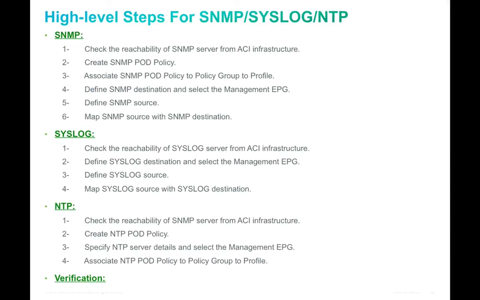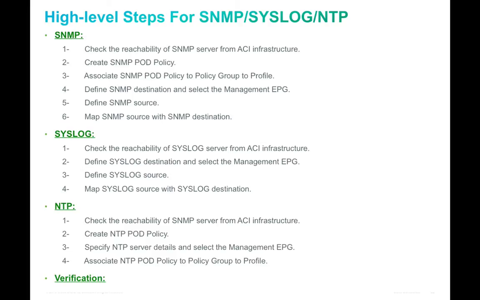Here are some of the high-level steps for SNMP, syslog, and NTP. First and foremost, check the reachability of SNMP server from ACI infrastructure. Create SNMP pod policy. Associate SNMP pod policy to policy group to profile. Define your SNMP destination and select the appropriate management interface. In our lab, it is out-of-band management. Define SNMP source, and finally map your SNMP source with SNMP destination.